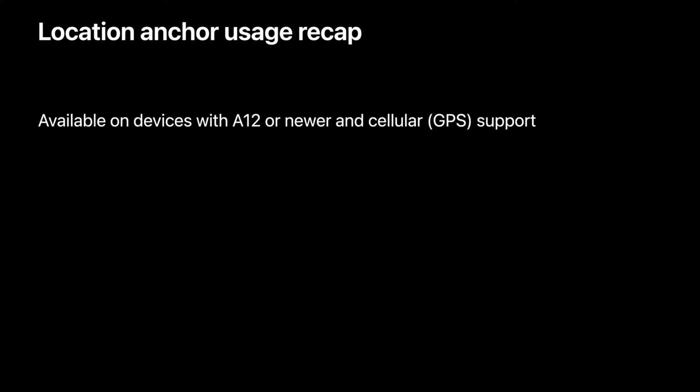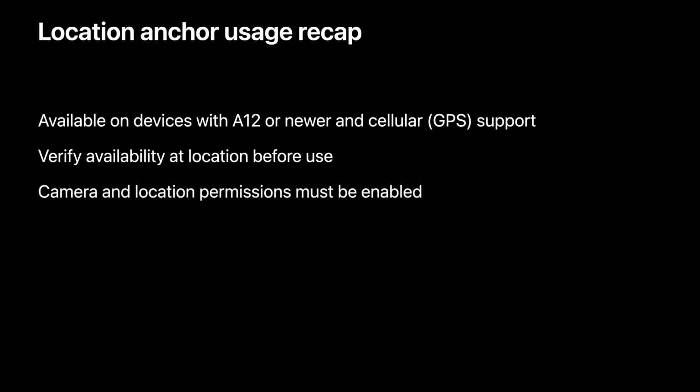Now that we've seen a few samples, let's recap how Location Anchors can be used to create them, starting with the steps required to set up a geo-tracking configuration. First, verify that the feature is supported on the device. Location anchors require an A12 chip or newer, and cellular and GPS support. Next, check that the feature is available at the location before launching. Camera and location permissions must be approved by the device owner. ARKit will prompt for permissions if needed.